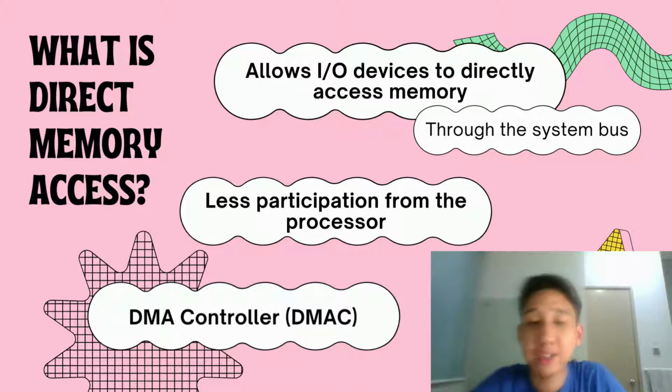Okay, so what is direct memory access? Direct memory access allows input and output devices to directly access the memory through the system bus. Next, less participation is required from the processor. With regards to that, the direct memory access module must use the bus only when the processor does not need it, or it must force the processor to suspend the operation temporarily. Lastly, the hardware used for direct memory access is called the DMA controller or DMAC.